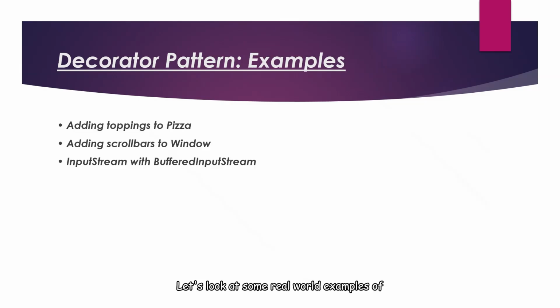Let's look at some real-world examples of the decorator pattern. Think about pizza ordering. A basic pizza is the original object, and toppings like cheese, olives, or mushrooms are decorators that add new functionality to the pizza. In a GUI system, consider a window that can have different features like a scroll bar or a border. Each of these features can be added dynamically using decorators. The InputStream and BufferedInputStream classes in Java are an excellent example of this pattern. You can wrap an input stream in a buffered stream to add buffering functionality without altering the original stream.